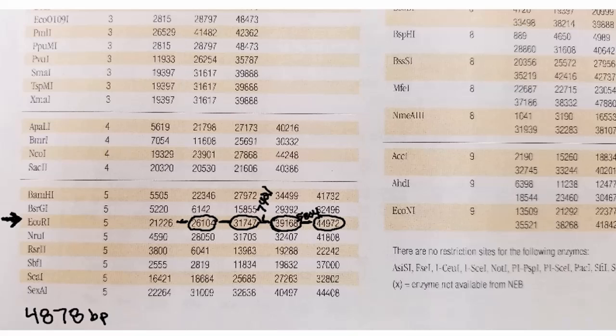So now let's take 31,747 minus 261.04, and that gives us 56.43. So that's not good either. So what about these first two?